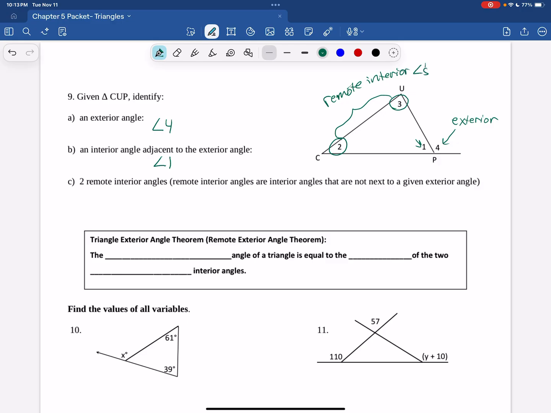So these two angles, I like to use the word remote, meaning long, like far from anything. You're in like a remote place. So these two angles are the farthest away from angle 4. So those are called the remote angles. Now, this angle has a relationship to these two angles.